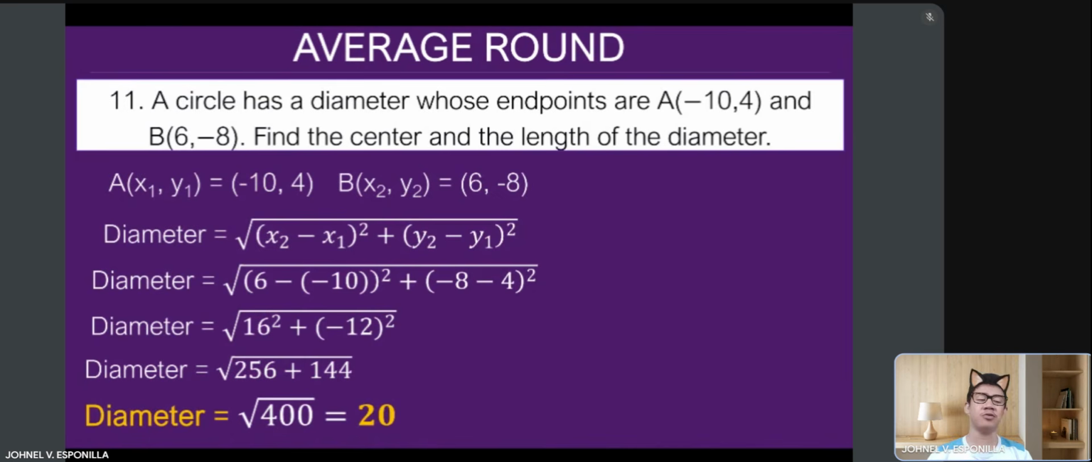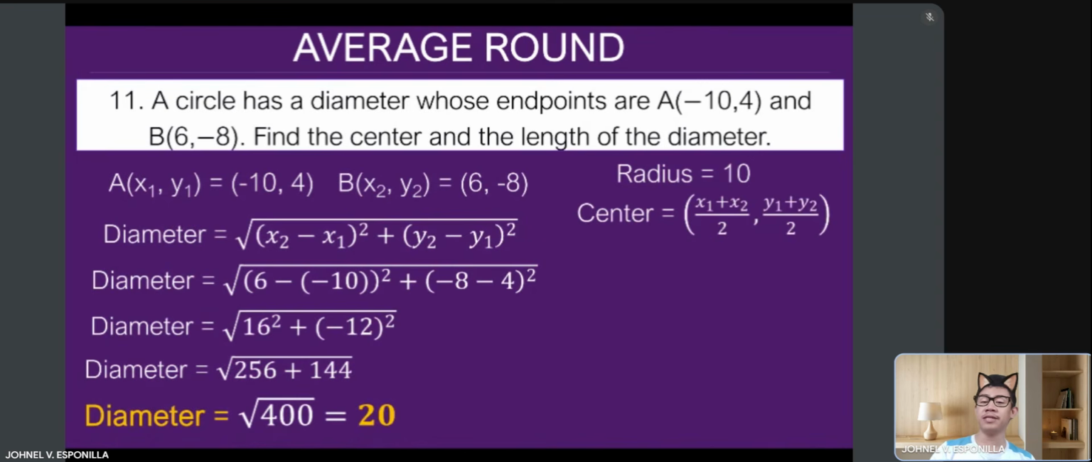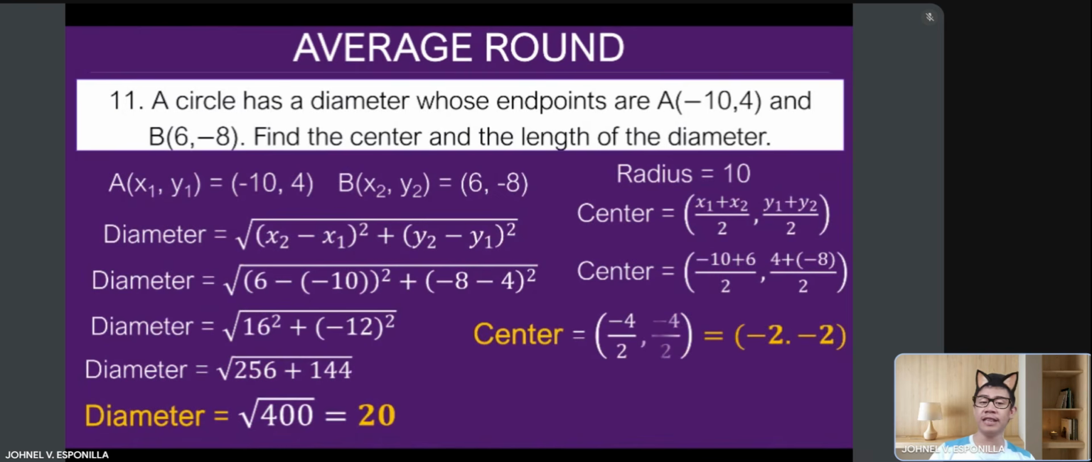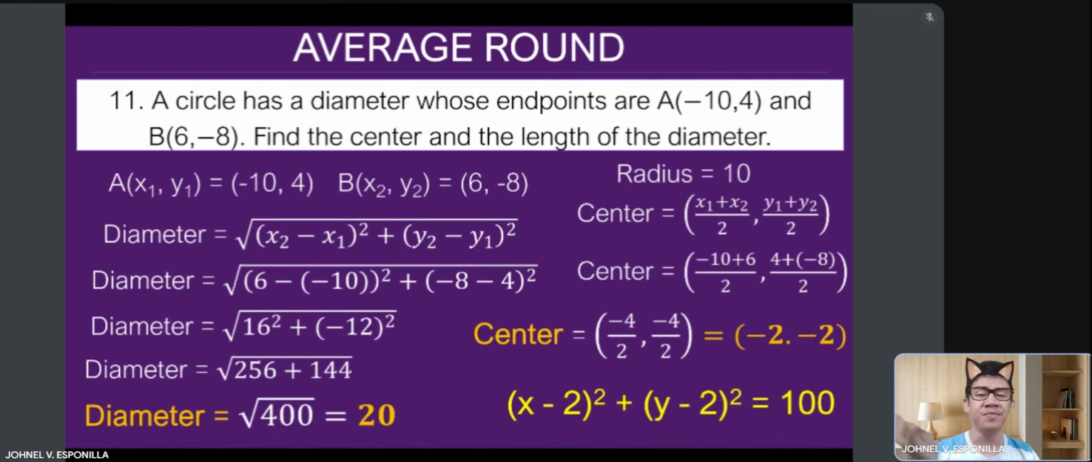Now, dako tayo sa center. To get the center, midpoint formula, substitution ulit, addition, then divide, and the center now is negative 2, negative 2. So, ito na po yung sagot natin. So, what if hahanapin yung equation? So, the standard equation will be the square of x plus 2 plus the square of y plus 2 is equal to 100. This is now the standard. Okay?